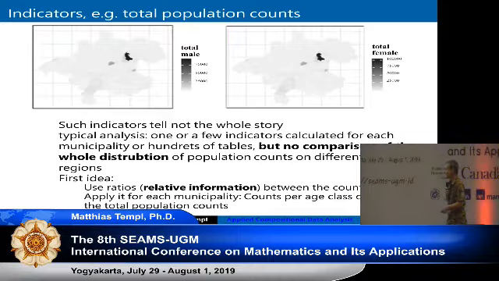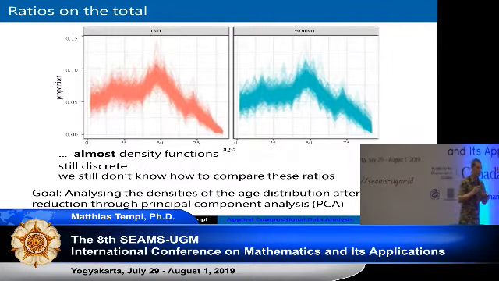So first idea, we use ratios, the relative information between the counts, between the curves that you saw, and we apply that for each municipality, so the counts per age class divided by the total population counts. What you see here now is the ratios, so each value is divided by the sum of the population count. So you see that's not continuous curves. So we still have to do something. But these are already almost density functions. So in the next step, we will obtain density functions out of these curves.